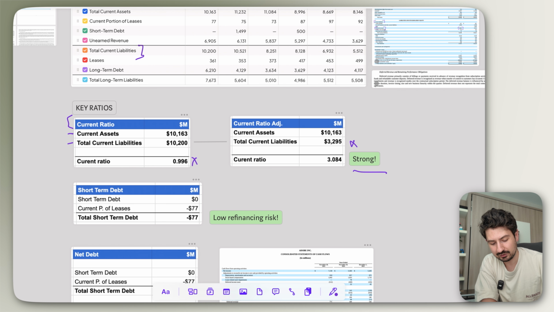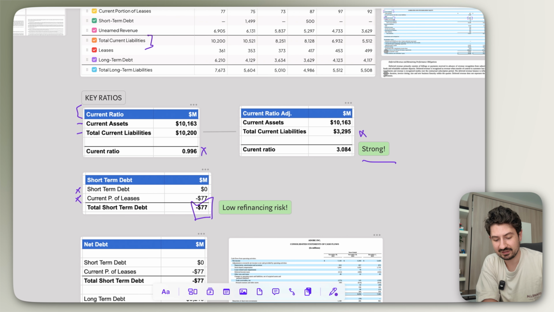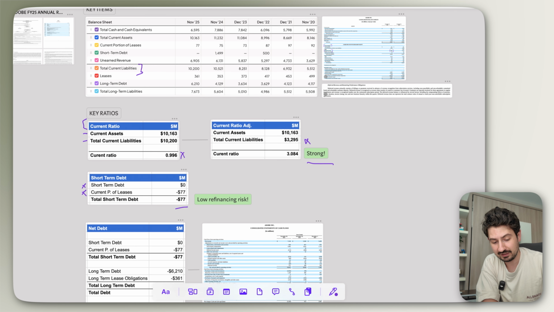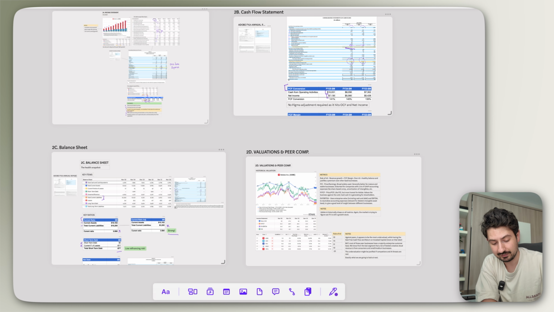The other thing that's good to look at is their short-term debt. This is actually pure debt that they owe. Their short-term debt is literally 0. And then most people would say that you should include the current portion of their leases in the calculation as well, because leases are kind of like debt, right? If you sign a lease for an apartment, you have to pay your rent. It's basically debt. So Adobe's is only 77 million, which is really low for a company that generates 10 billion in cash every year, basically immaterial.